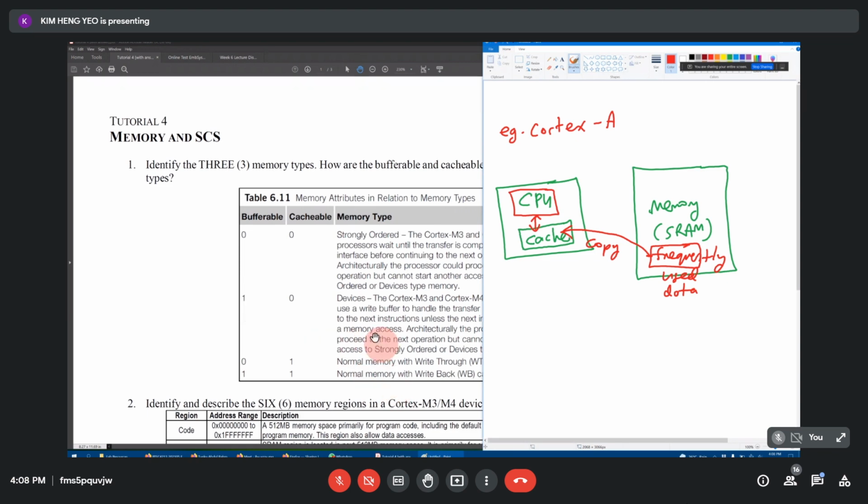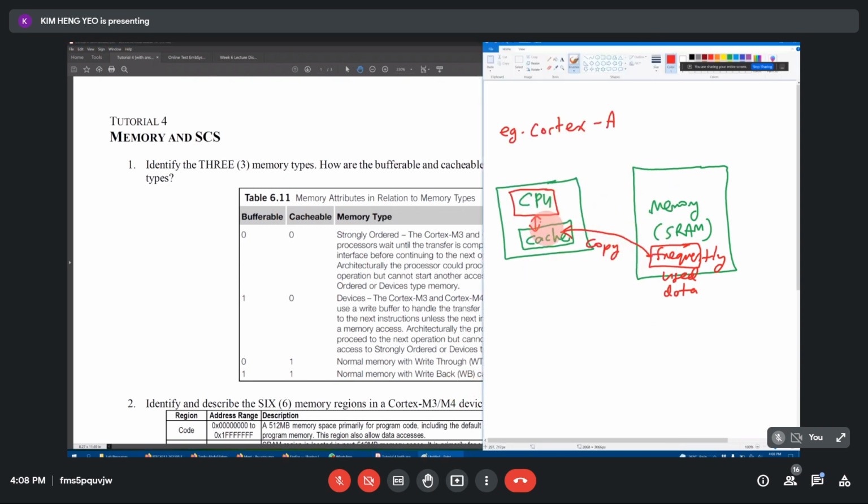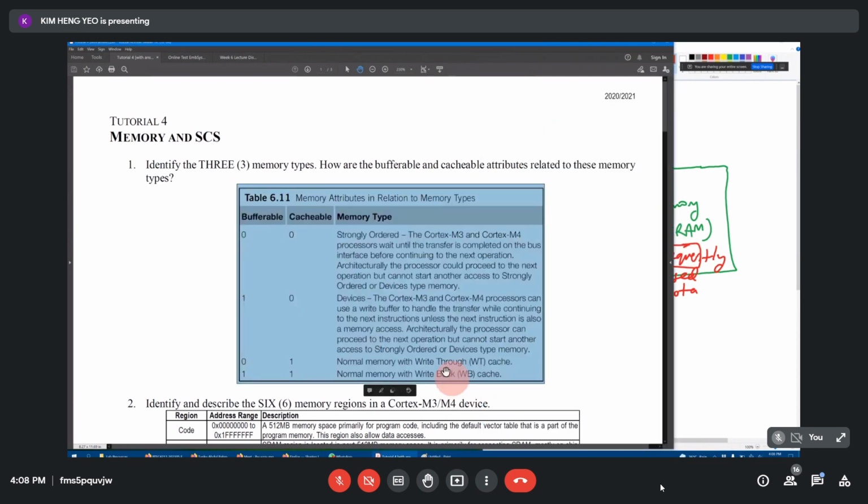Now, normal memory, which is your code and data memory, you got two types, which is write through cache and write back cache. Now, write back cache is this one. This is write back cache. That means the processor will read and write from cache, and then periodically, maybe once every 100 milliseconds or once every 10 milliseconds, the value in cache will be written back to memory to update the memory. Periodically, cache is written back to memory to update it. Okay. Now, that one is write back. Right? Periodically, you will write back to memory.